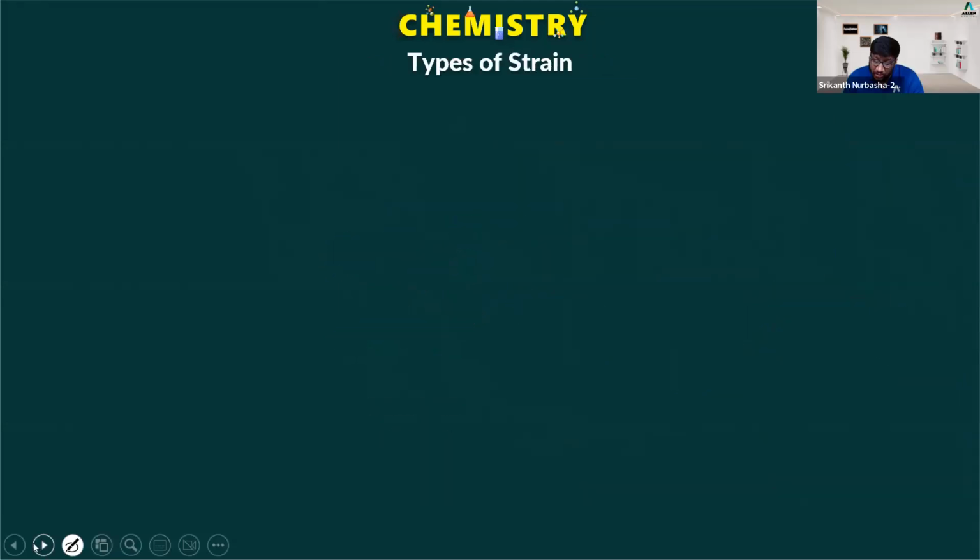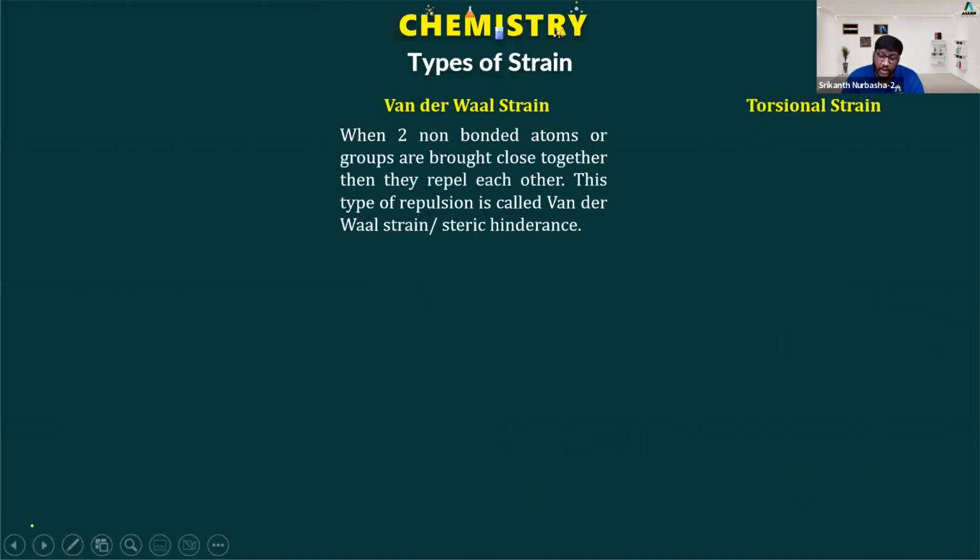So these are all the animations. Types of strains. What types of strains are there? Van der Waals strain and torsional strain. What is van der Waals strain? When two non-bonded atoms or groups are brought close to each other, they repel each other. This type of repulsion is van der Waals strain or steric repulsion.